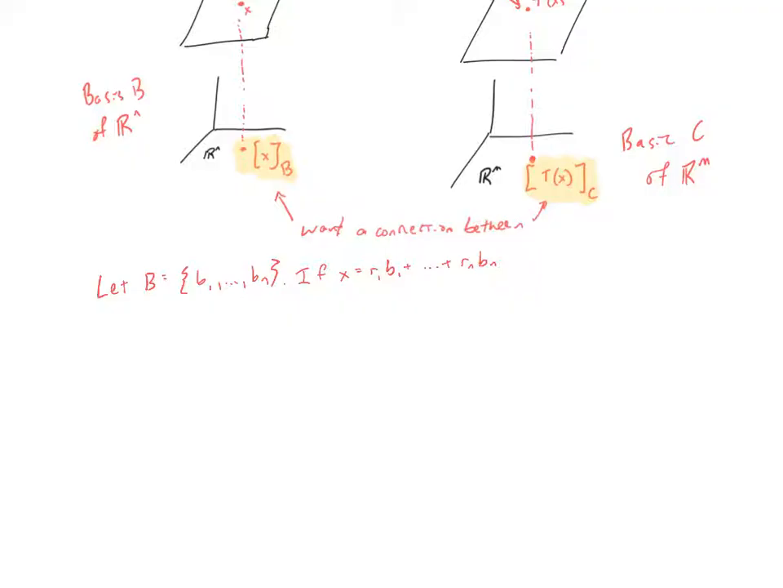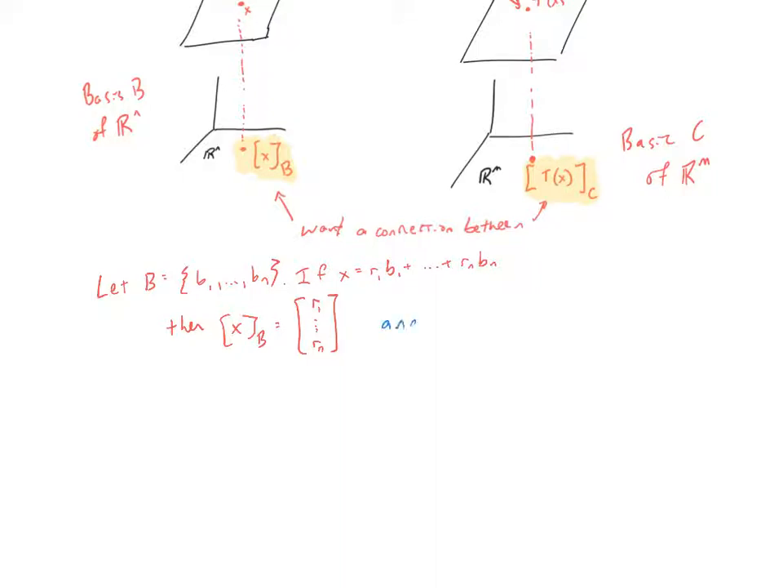If the r's are the coordinates of x relative to basis b, then if that's how I write x as a linear combination, I should say, then its coordinate vector relative to b looks like this, r1 through rn. There we go. So this is x as a linear combination of the basis vectors. This is how we write its coordinate vector.